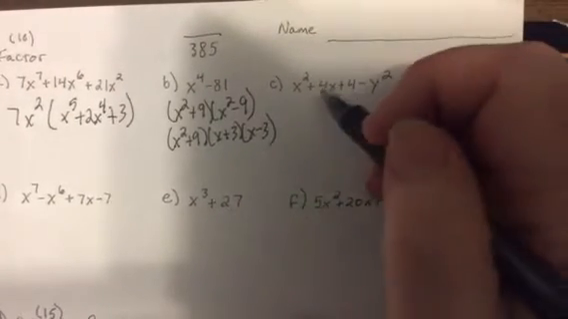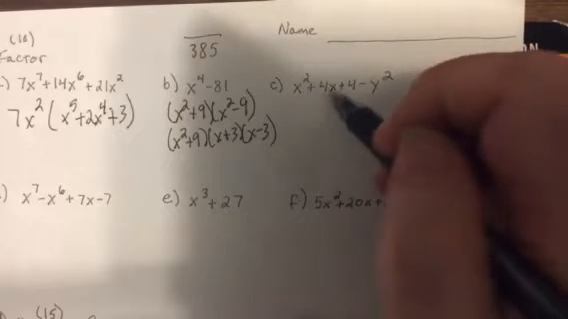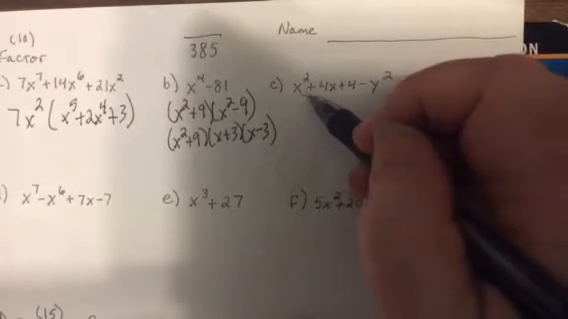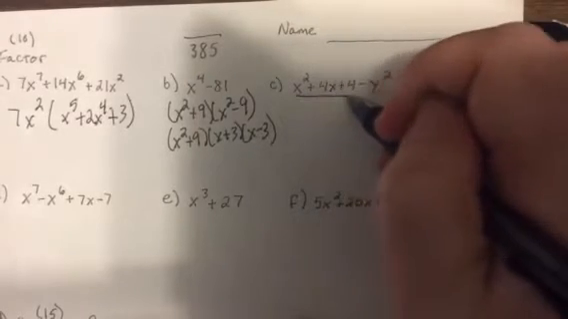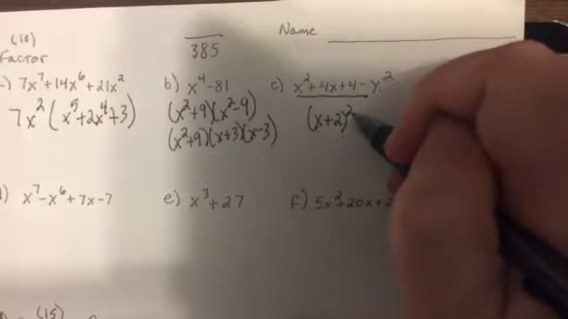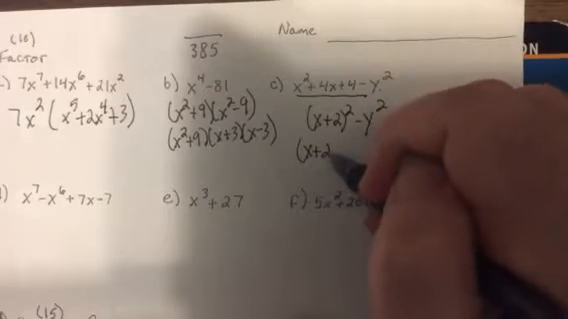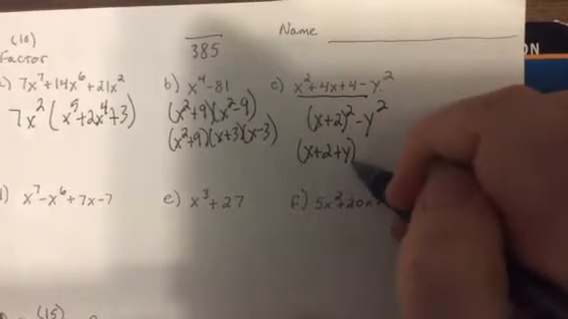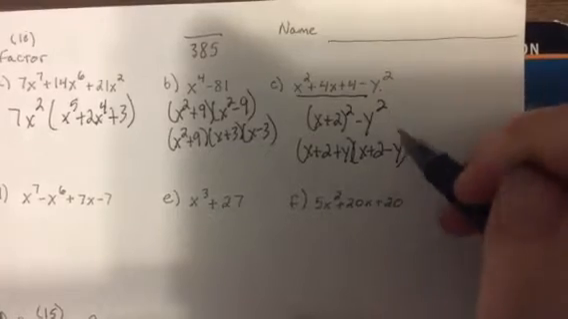Now this one, a 4-term polynomial is either a 3 by 1 or a 2 by 2. 3 by 1 where you got 3 terms that sort of go together, then minus a square. So this is a 3 by 1. That's x plus 2, so it's x plus 2 squared. So it'd be x plus 2 plus y, x plus 2 minus y.